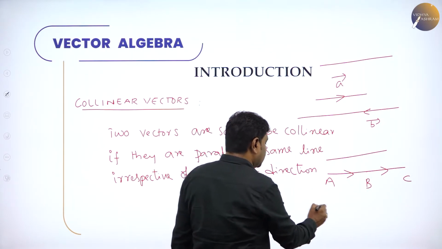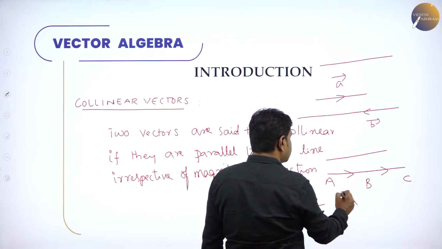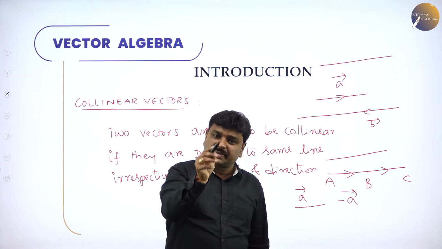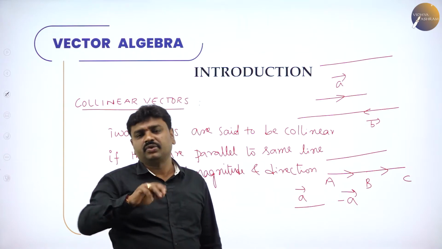And I'll take one vector, vector A, and the opposite vector minus A. Minus A means negative of a vector. What is meant by negative of a vector? A vector which has the same magnitude as the given vector but is opposite in direction is the negative of a vector.